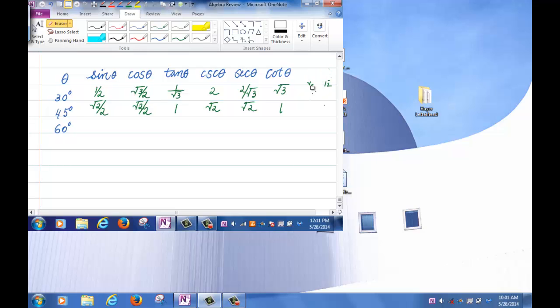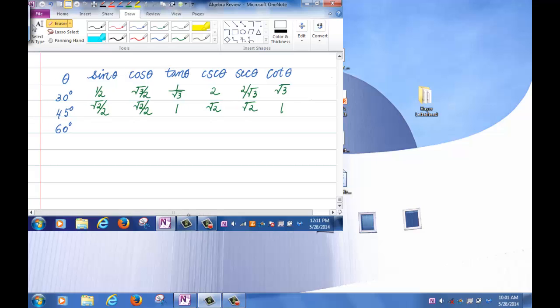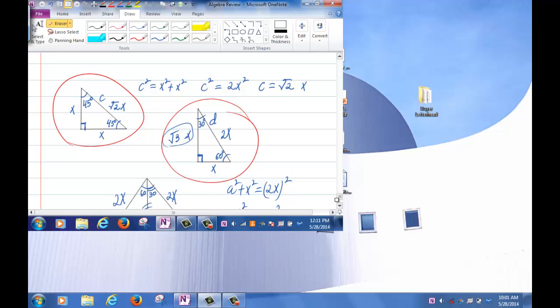Which triangle should I be looking at to come up with those? Yeah, I go back to the 30, 60, 90 again and come up with what is cosine 60, what is sine 60, right? So by the way, what is cosine 60?